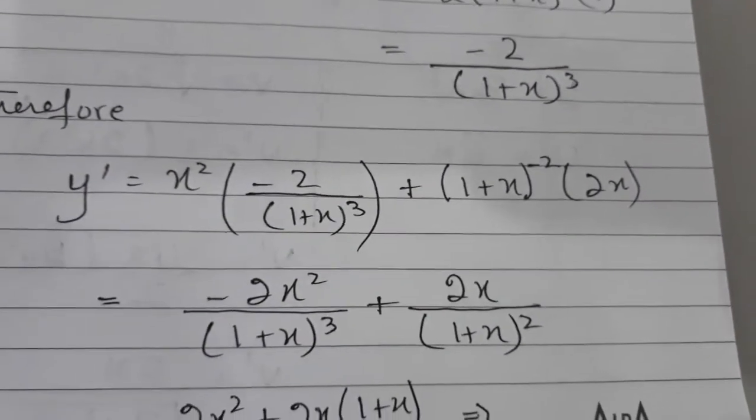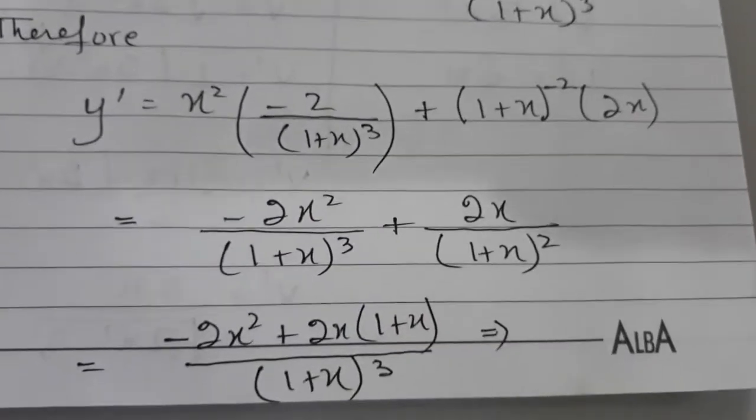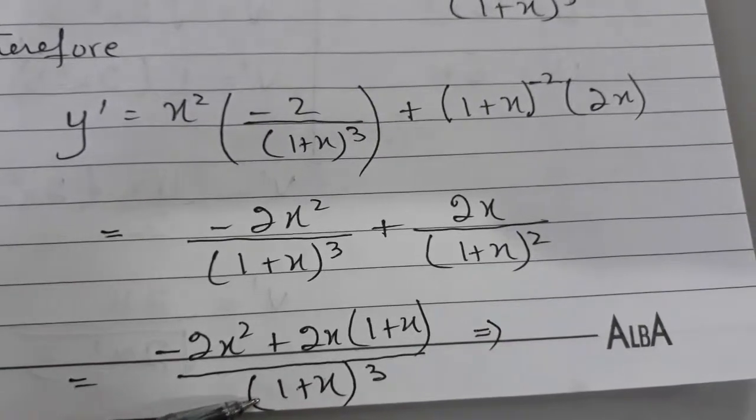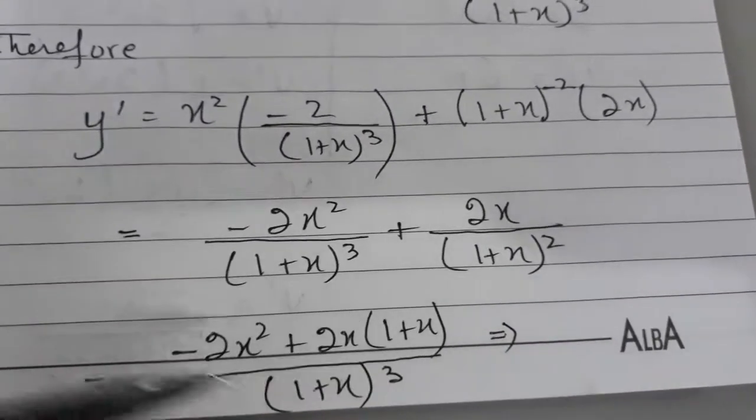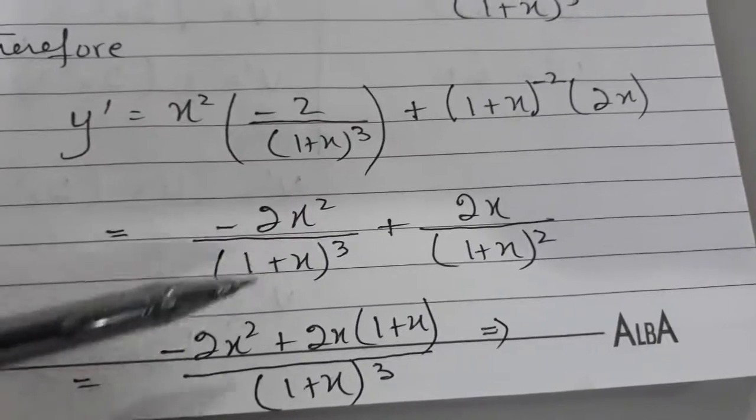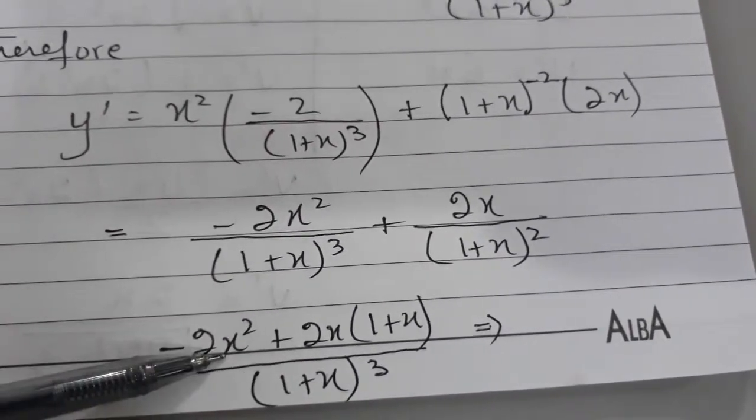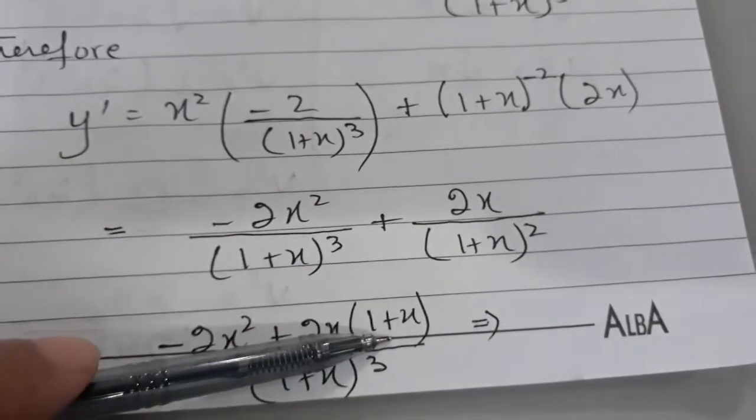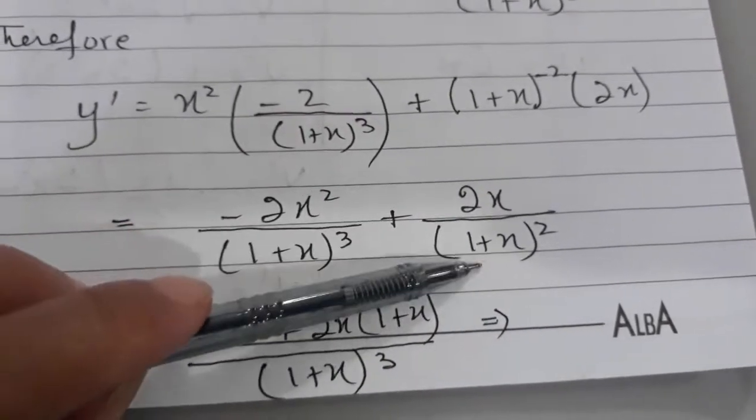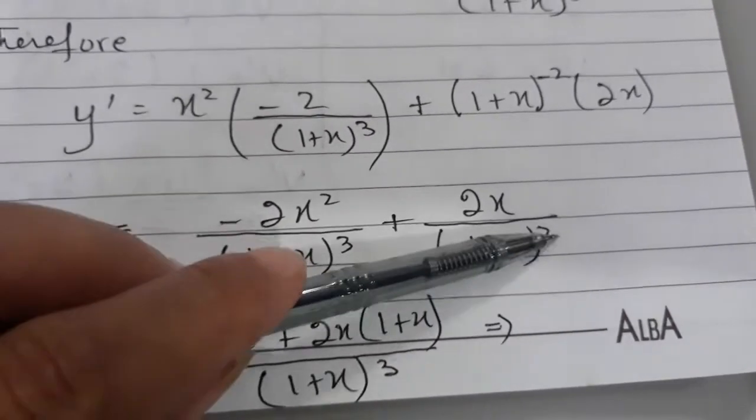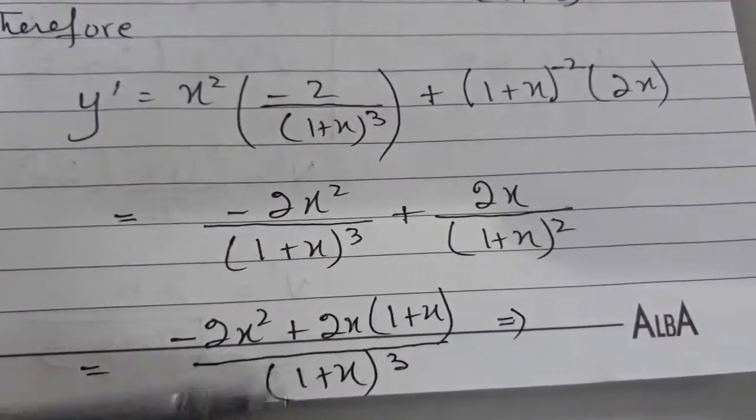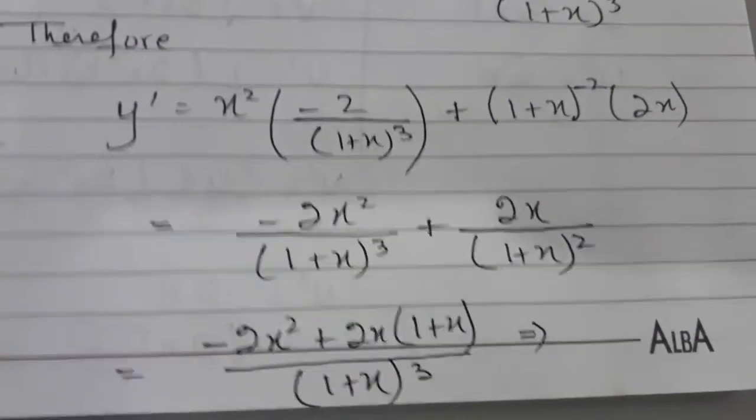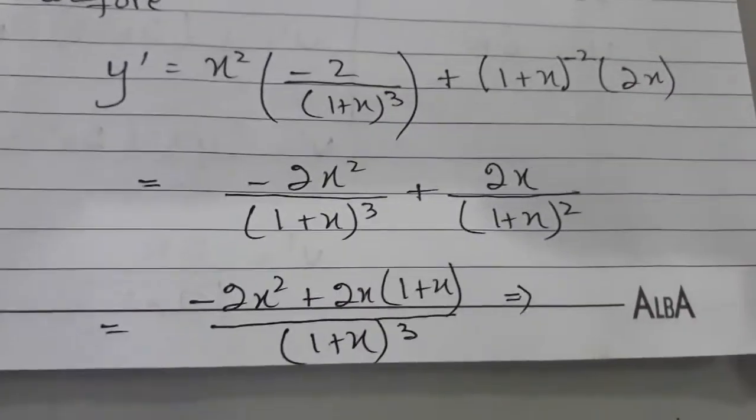And now you will take the LCM. When you take the LCM, you will have (1 + x)^3 as the common least common multiple, and then you simplify it. This will come as it is, plus 2x, and it will multiply by (1 + x). Why? Because in this denominator I have (1 + x)^2, whereas here I have (1 + x)^3. So one (1 + x) term is less, so it will multiply by 2x, right?